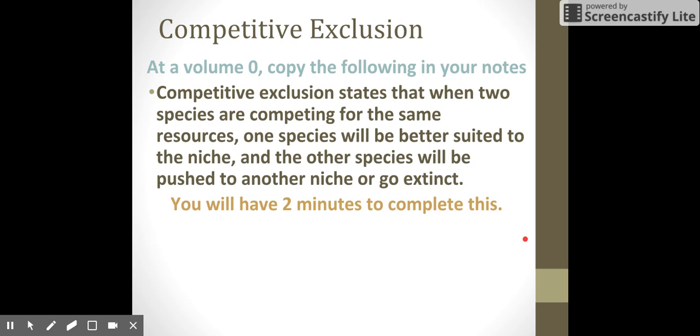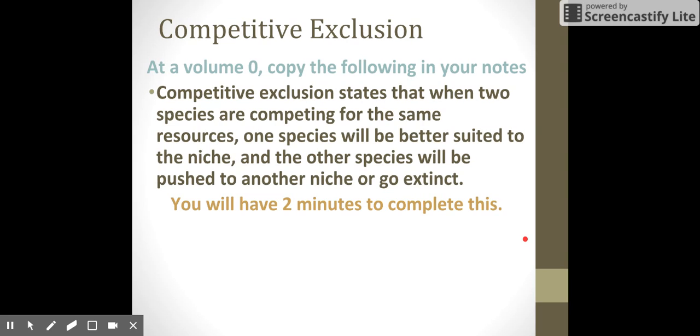Now, within a niche, we have things that can happen called competitive exclusion. One of those things here is when two species are competing for the same resources. One species is going to be better suited for that niche, and the other species has two options: either to be pushed into another niche entirely or to go extinct. This happens a lot when an organism might come in and invade the area of another organism.